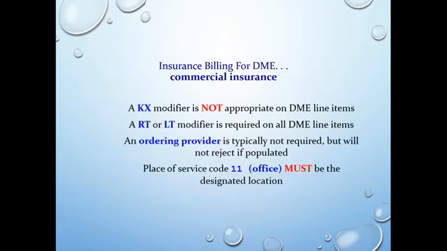If this is a commercial insurance, you do not need a KX. KX is only for Medicare and Medicare Advantage patients. You do still need the RT or LT. And while an ordering provider is not typically required, put it on there anyway. I've never seen it get rejected because you had an ordering provider. But most definitely for commercial carriers, you are not going to use home as the place of service. Place of service is office.